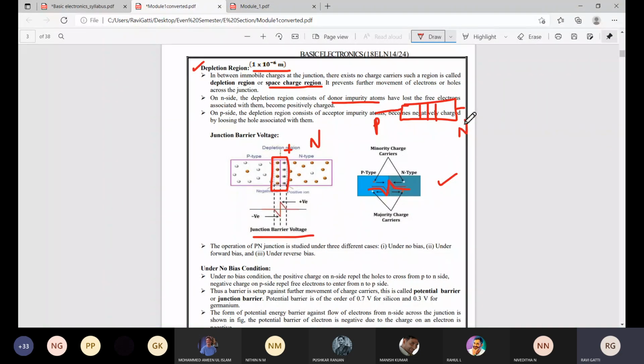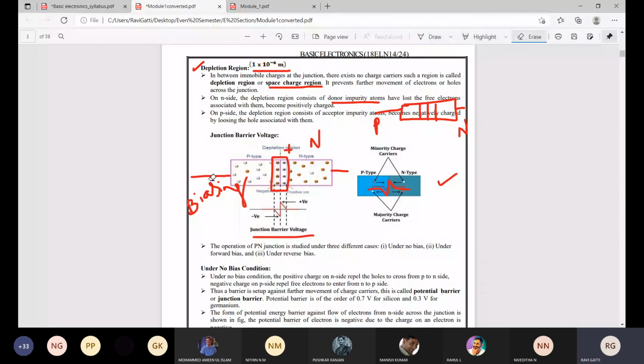Now what we should do is apply some external voltage to it, and understand how the electrons and holes will behave. The application of an external voltage to this PN junction we call biasing. So biasing is nothing but applying an external voltage to the PN junction.